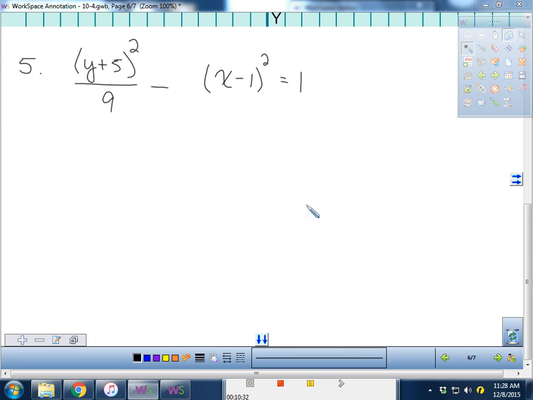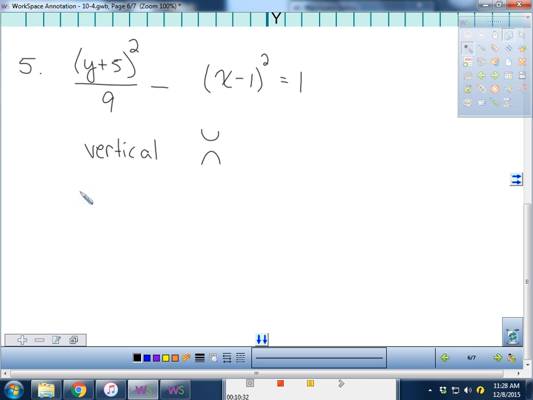So if we take a look at number 5 here, first thing I'm going to do is decide which way this is going to open. Since y is listed before the minus sign, that makes this vertical. That means it's going to open up and down.